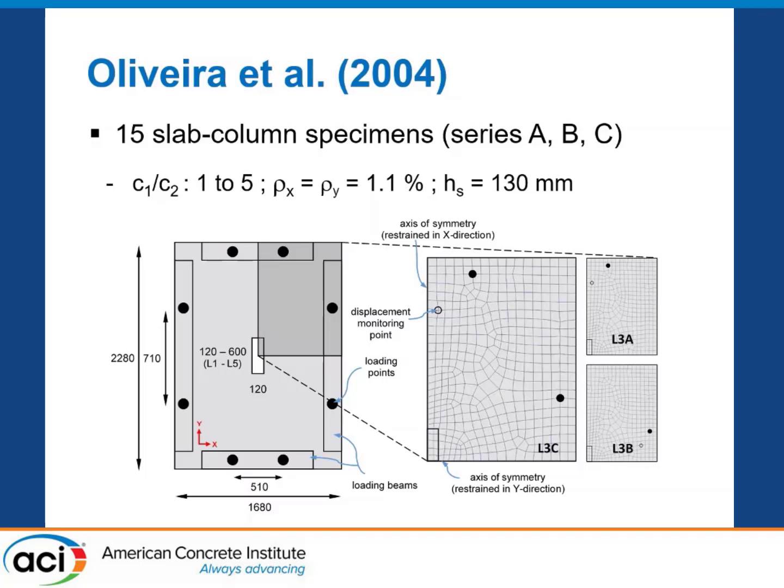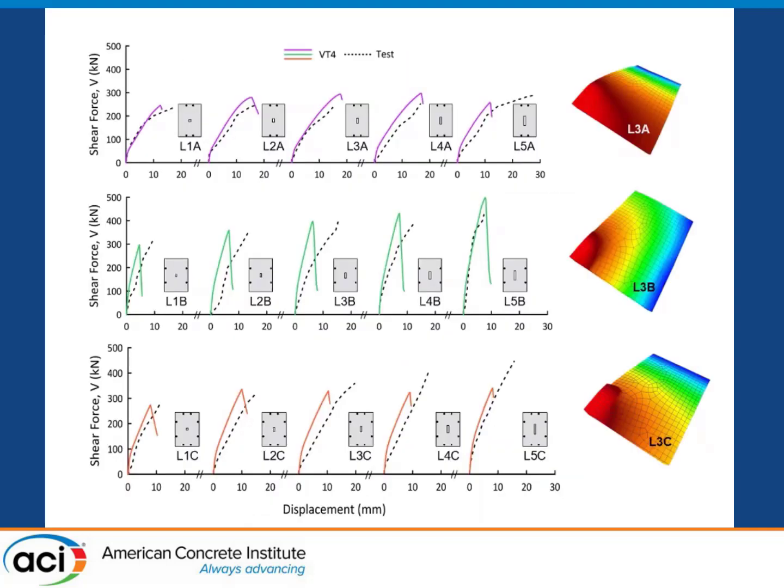So they had a series where they loaded the full perimeter, a series where they loaded 2 sides, and a series where they loaded the other 2 sides. So it kind of induced different stress conditions around the column. And again, this shows our meshing approach for each of those different cases. And here's the results of all 15.